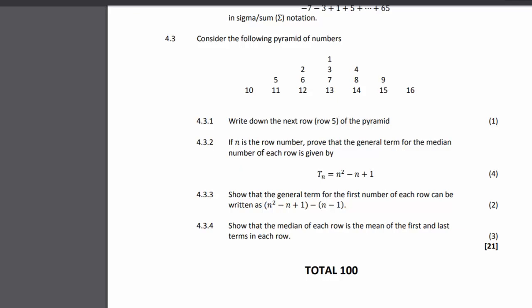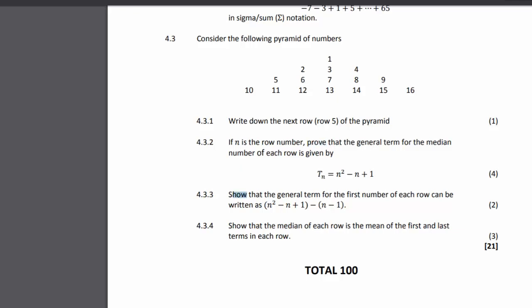If n is the row number, so this is row 1, 2, 3, 4, prove that the general term for the median number of each row is given by that. Now here's the word prove. When you see the word prove, you're not allowed to use what was given. You have to arrive at that point. The only time you can use what was given is if you prove a contradiction. Then you prove that it doesn't work, and so you've proven that it's not that. But if you have to prove something, you're not allowed.